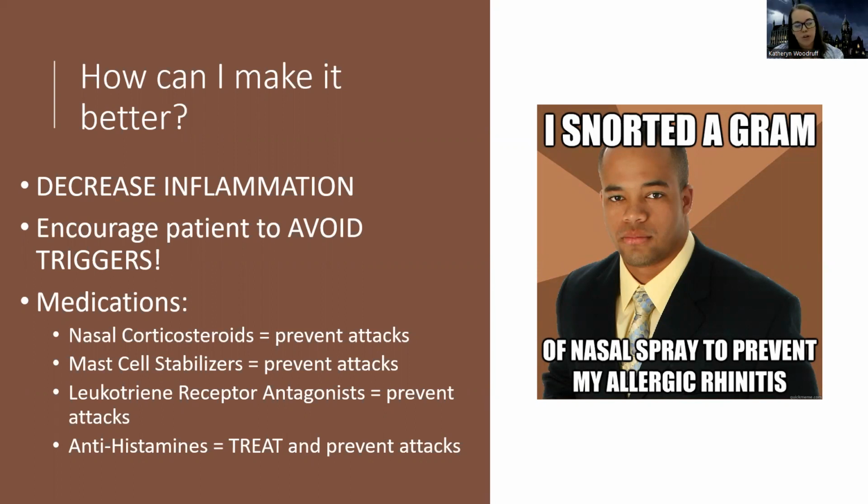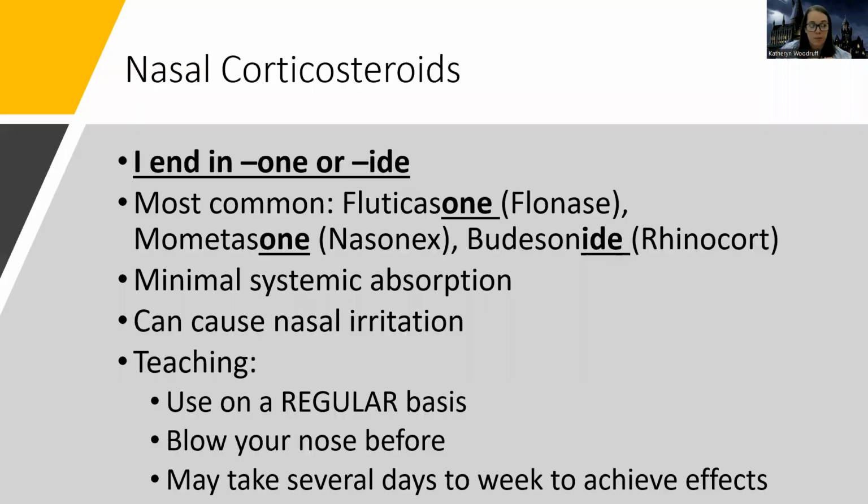But a key here when you're studying these upper respiratory meds is looking at, are they going to help prevent an attack, or are they going to help to treat? And as you can see here, the only one that's actually going to help treat is antihistamines. All the other ones, including antihistamines, are going to be used to prevent attacks. So you can see a lot of allergic rhinitis treatment is going to be centered around preventing these problems.